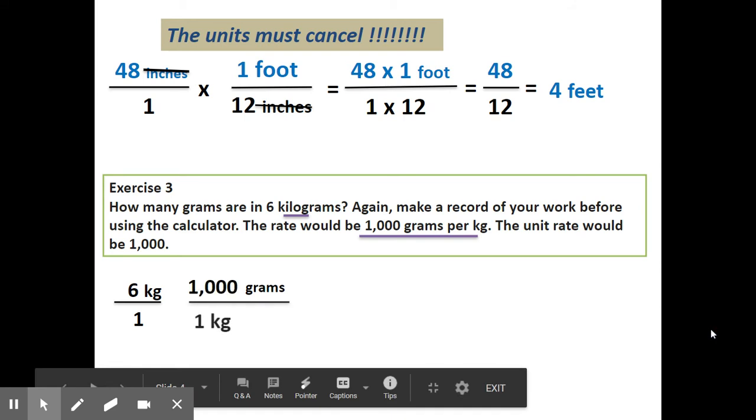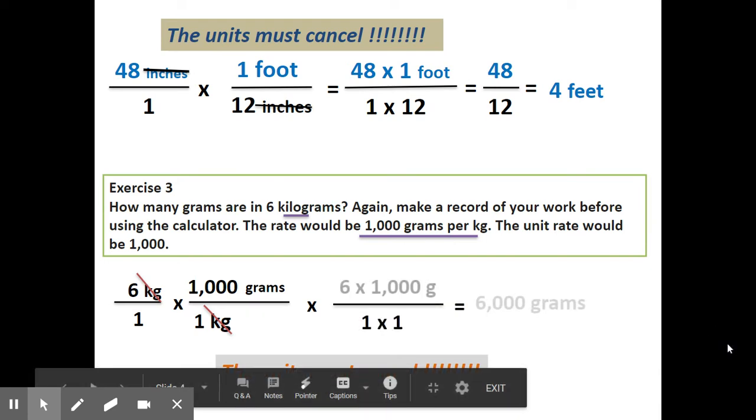So we need to go ahead and fill in 1,000 in front of our word grams. Kilograms is on the bottom. Again, we need to make sure that that's going to cancel. There's our kilograms that crosses out. We multiply across, 6 times 1,000 grams. On the denominator, 1 times 1. So we get 6,000 grams.